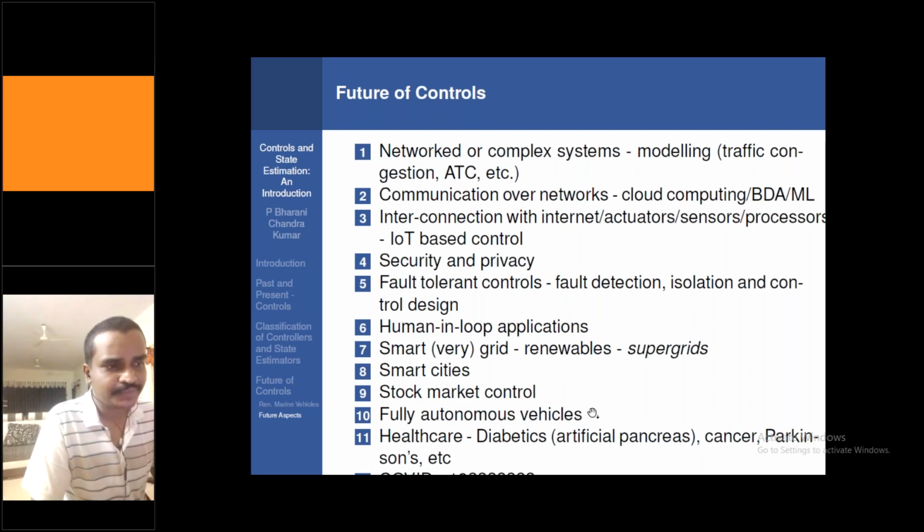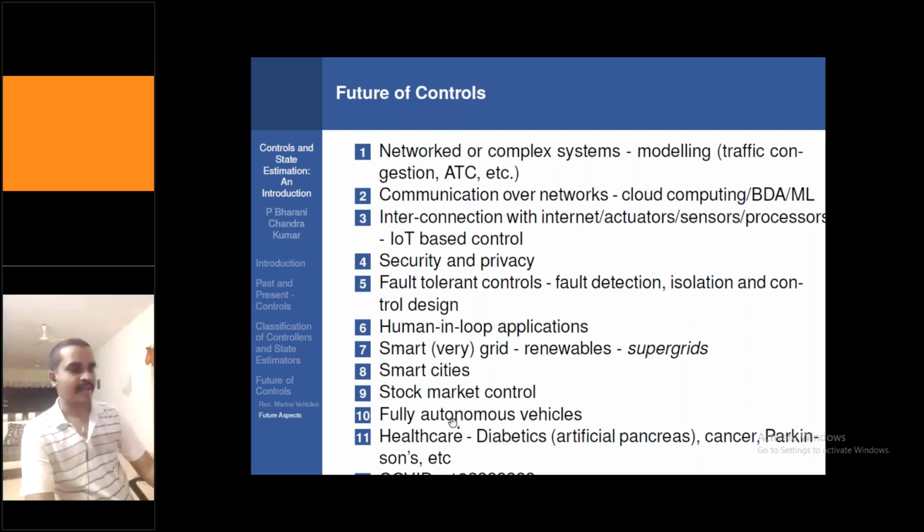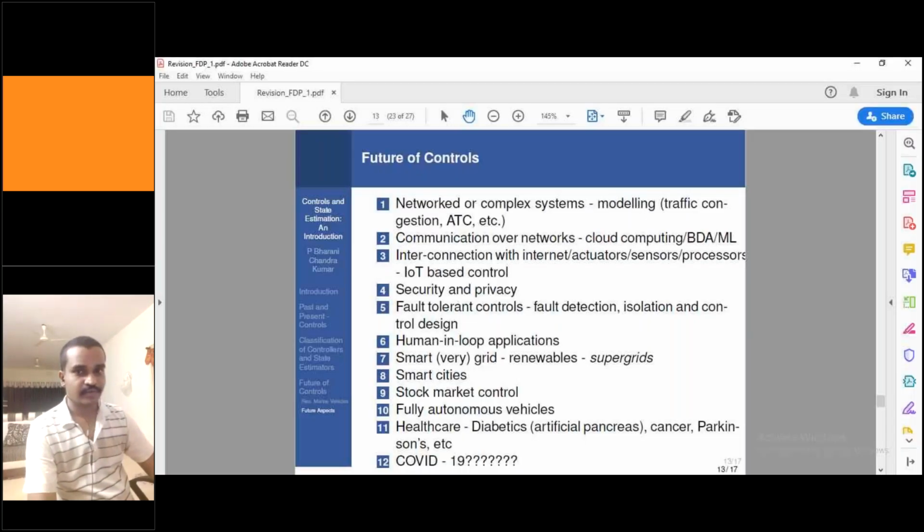Fully autonomous vehicles. Now everyone is investing crores of rupees in this one. Whether it could be BHEL or Uber or Mahindra, everyone is interested in autonomous vehicles. Healthcare applications: diabetes, cancer, Parkinson's, etc. And the last one is, I think, not visible.